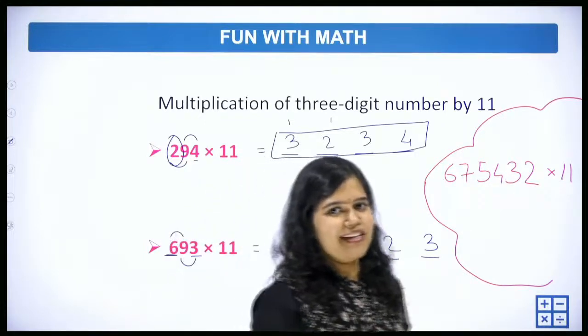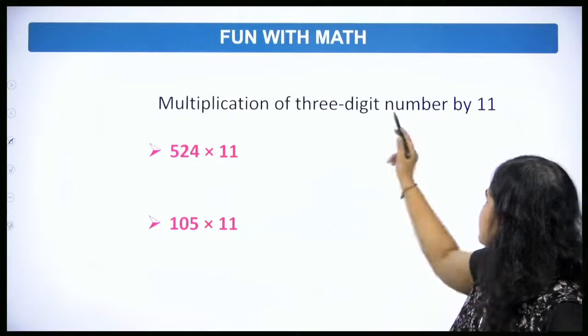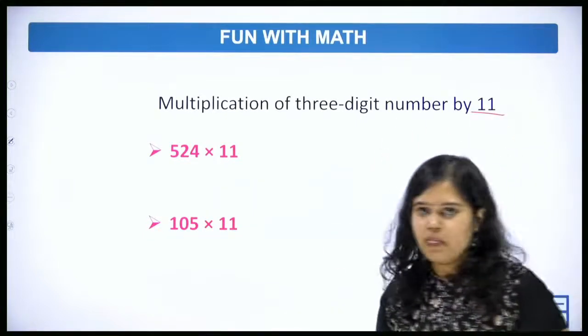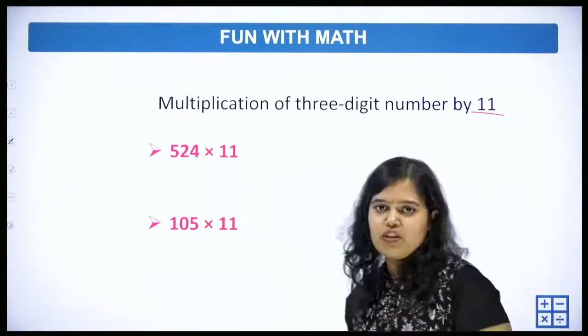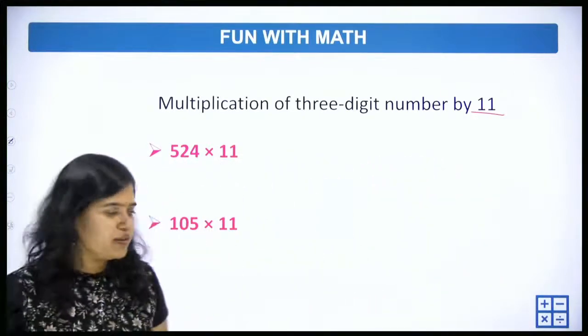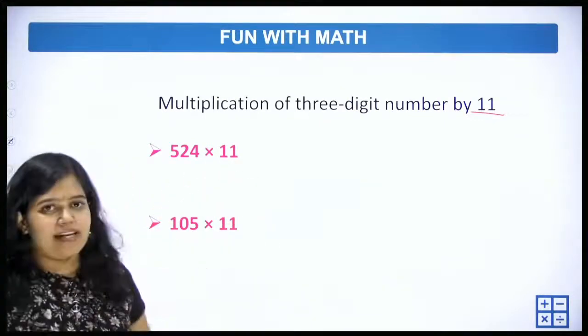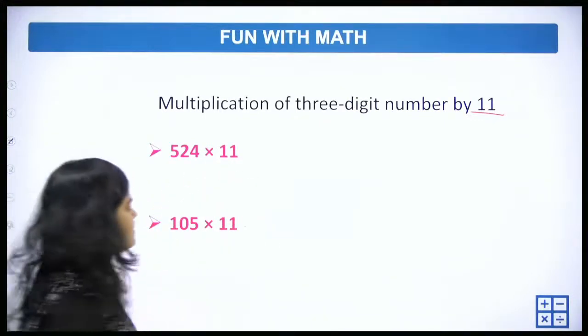So let's move to the next question now. Next, we will explore 3-digit numbers multiplied by 11 some more. These are also your practice questions. So 524 into 11. I'll do one for you and one more for you as homework. So 524 times 11, as we have done till now.